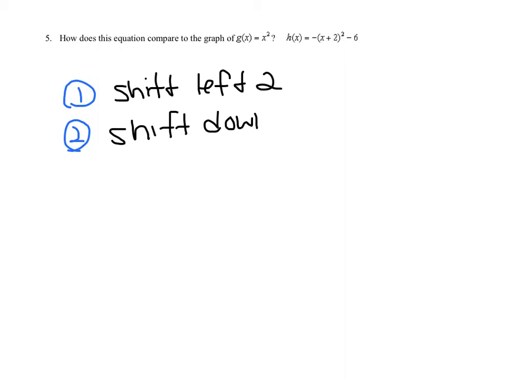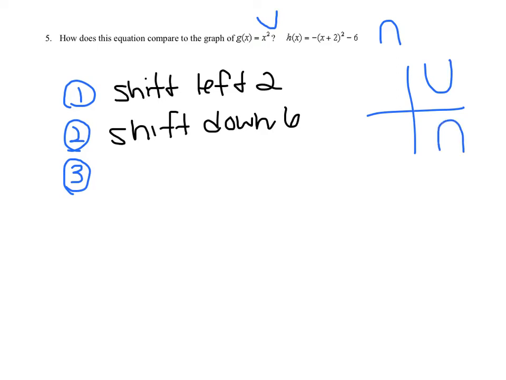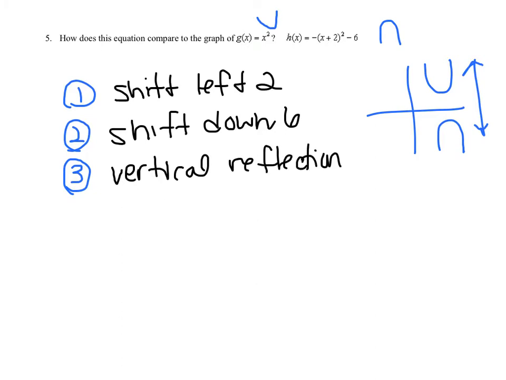It is a shift down 6. And then the last thing that's different between these two is the negative sign in front. The negative is going to make it a sad parabola, and it is known as a reflection. Because it goes from a happy parabola to a sad parabola, think about it graphically. It would have been up here, now it's down here. Remember, that is considered a vertical reflection, is how they refer to it.